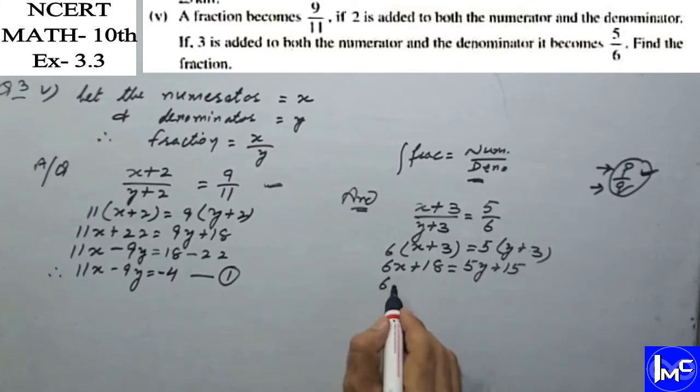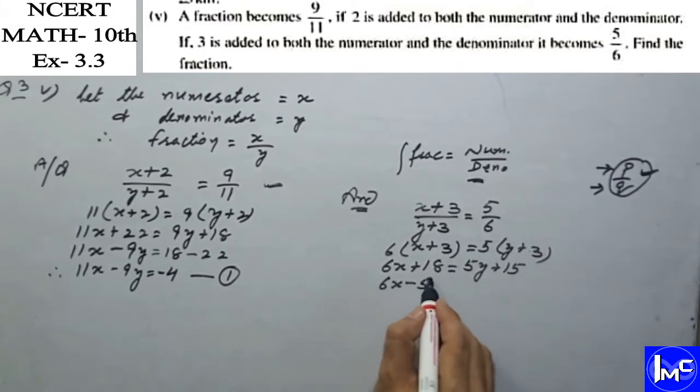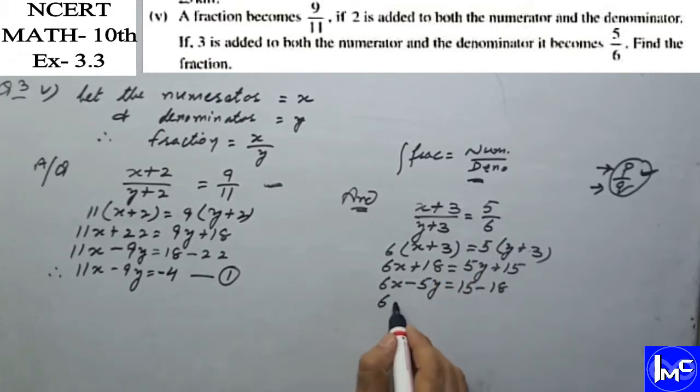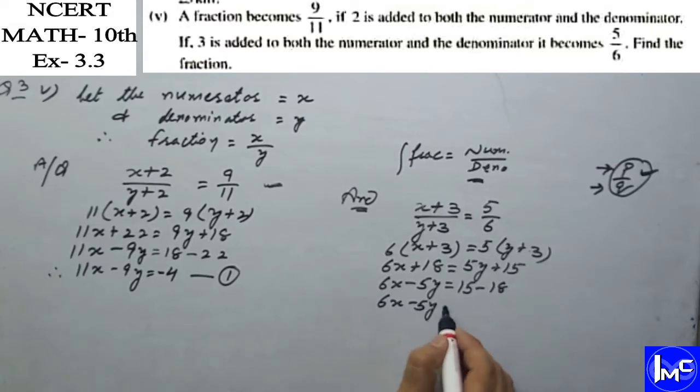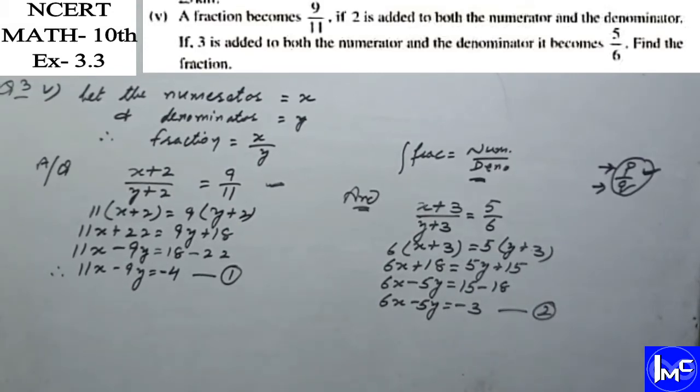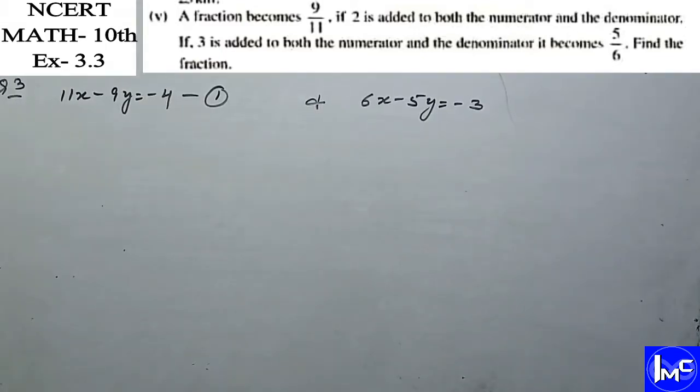And so 6x plus 18 is equal to 5y plus 15. And so 6x minus 5y is equal to 15 minus 18. Its sign will be changed. And so 6x minus 5y is equal to minus 3. This is our second equation. Now we will solve these equations for the values of x and y.